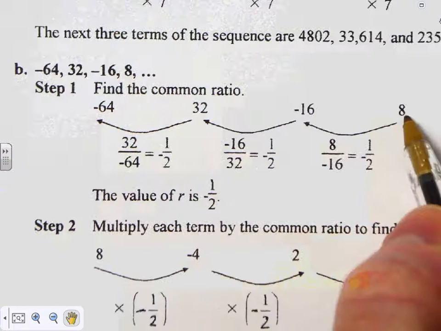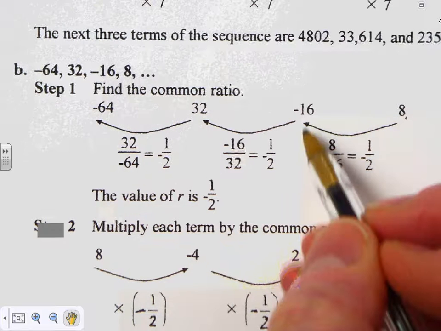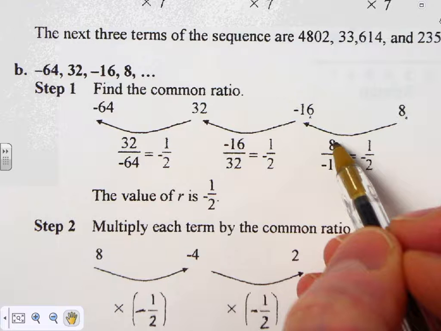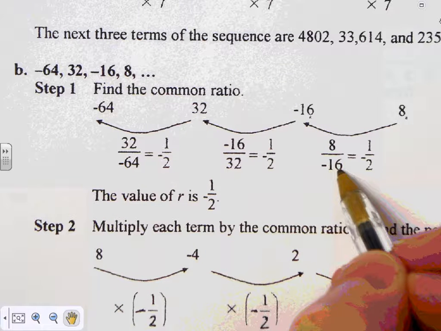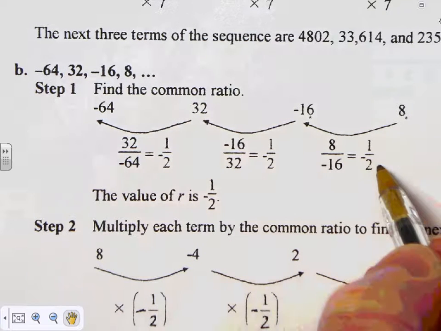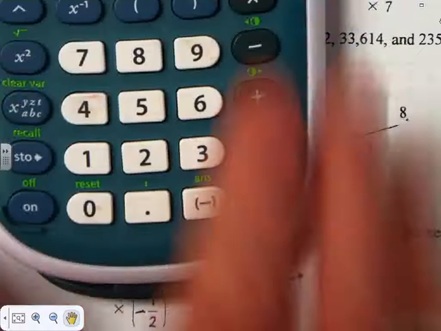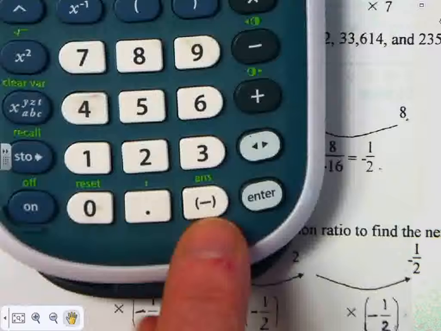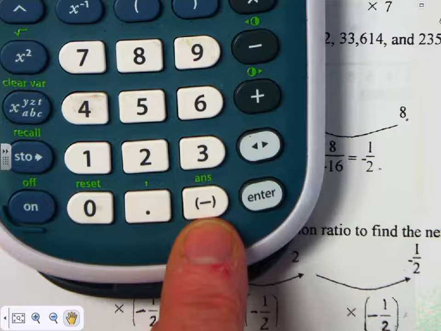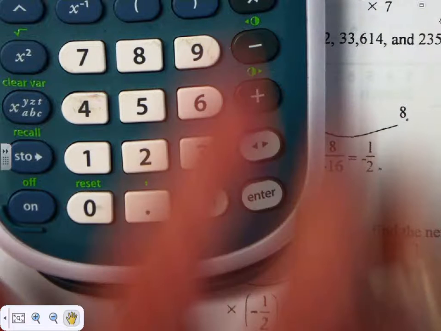So let's find it. We would take the last number and divide it by the number in front of it. So 8 divided by the negative 16 became a negative 1/2. So I know that my common ratio is a negative 1/2. If you want to put a negative 0.5, that's fine. Make sure you're using the little negative sign down by the enter button to do the negative 0.5, okay?